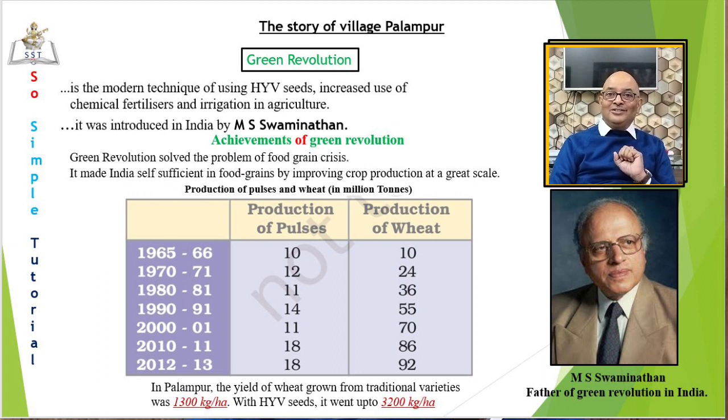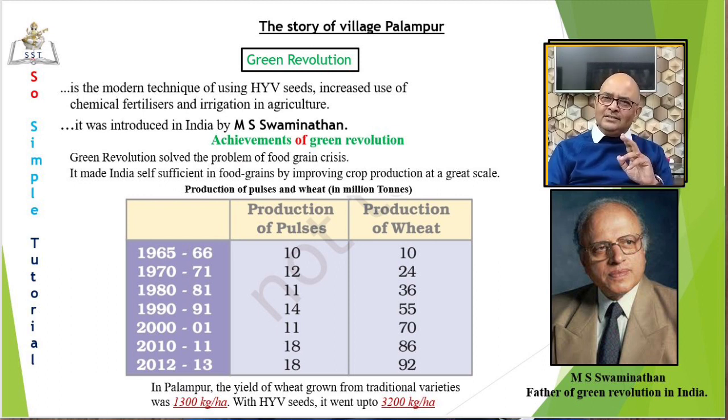Green Revolution was introduced in India by M.S. Swaminathan. He is called the father of Green Revolution in India. He was very recently awarded Bharat Ratna, the highest civilian award of our country, in 2014. Green Revolution, students, solved the problem of food grain crisis in India. It made our country self-sufficient in the matters of food grains.